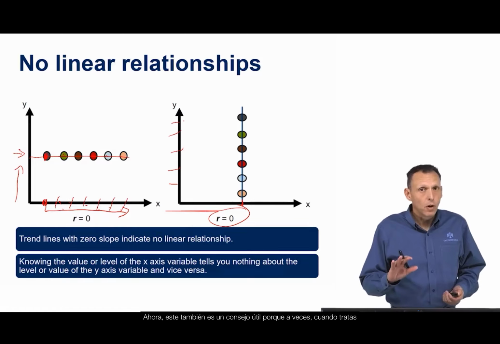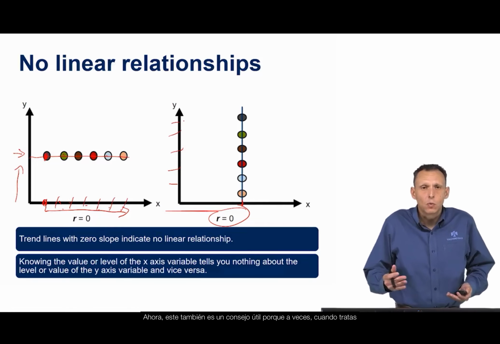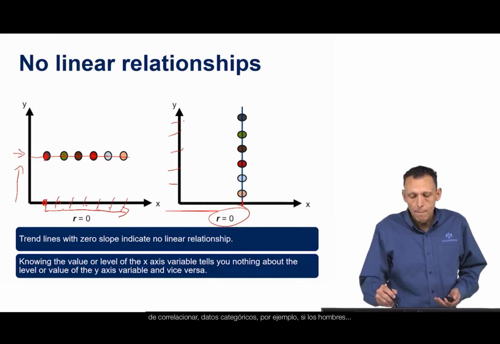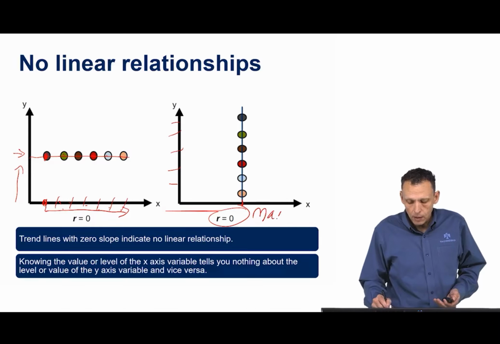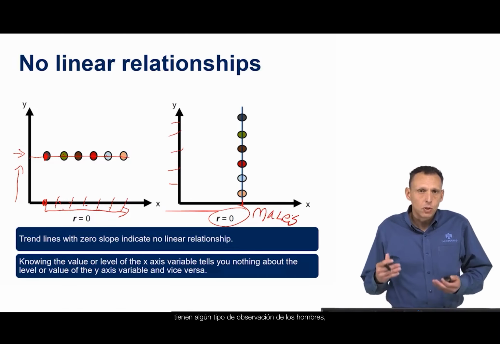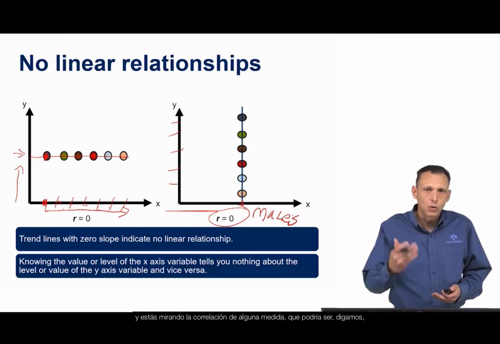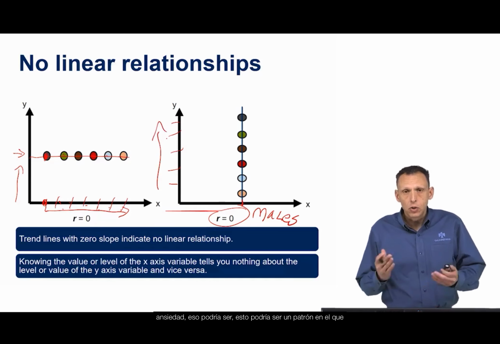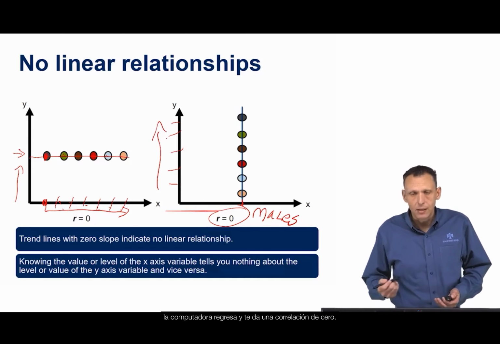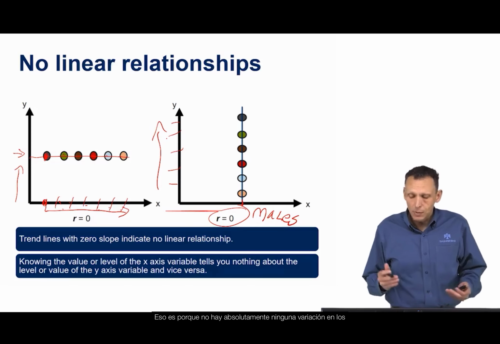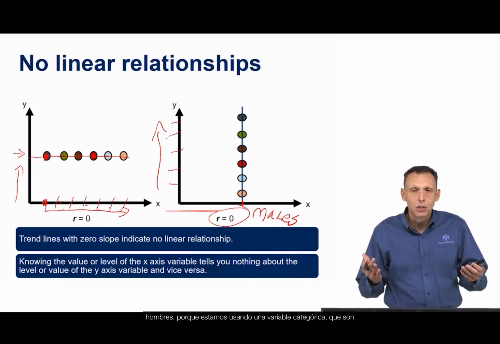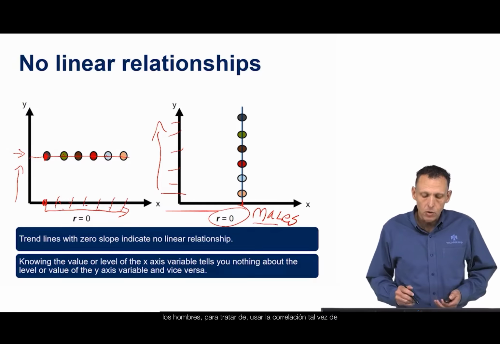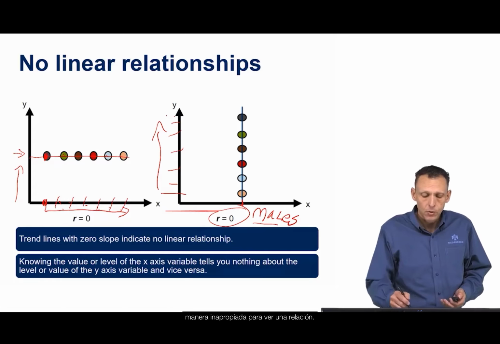Now, this is also a helpful tip because sometimes when you try to correlate categorical data, for example, if you have some kind of observation of males and you're looking at the correlation of some measure, which could be, say, anxiety, this could be a pattern where the computer comes back and gives you a correlation of 0. That's because there's absolutely no variation in males, because we're using a categorical variable, which is males, to try to use correlation, maybe inappropriately, to look at a relationship.